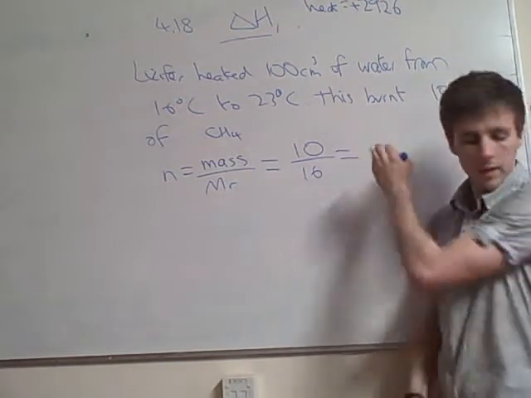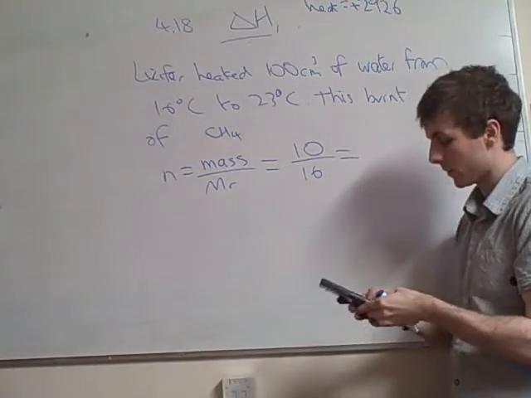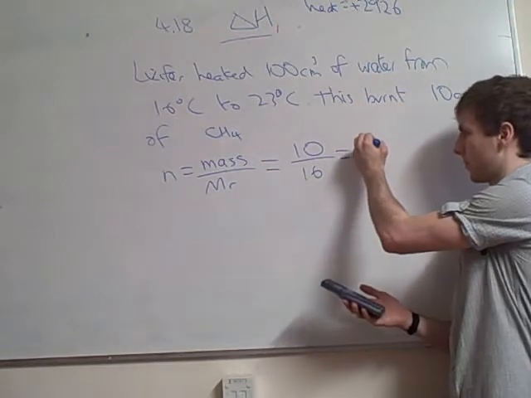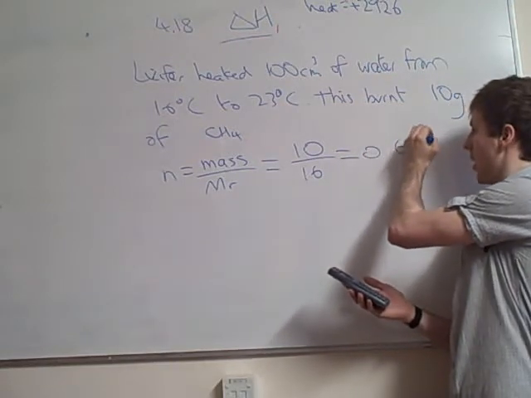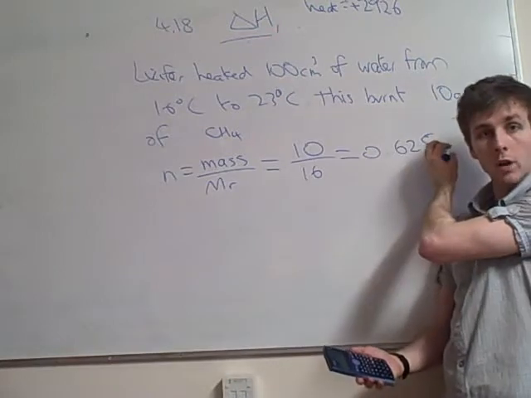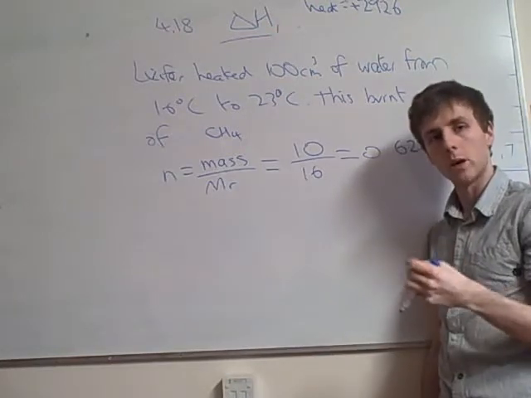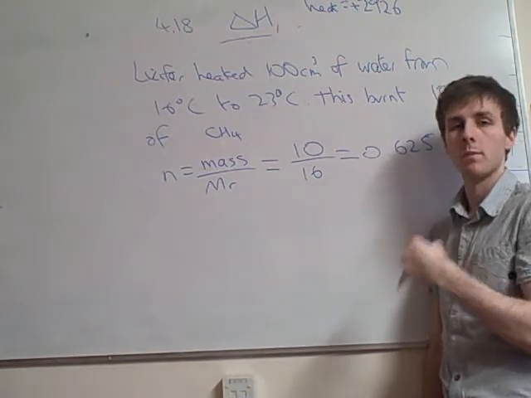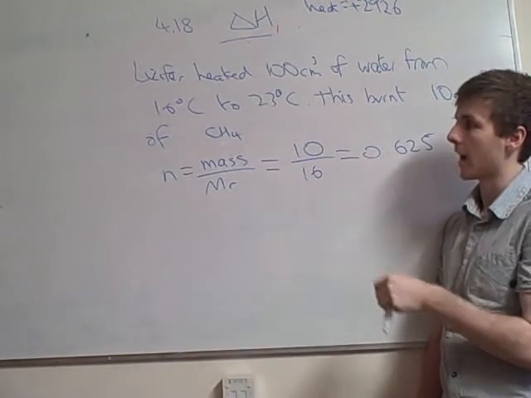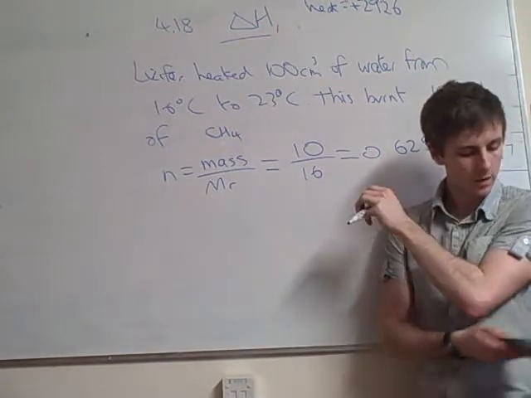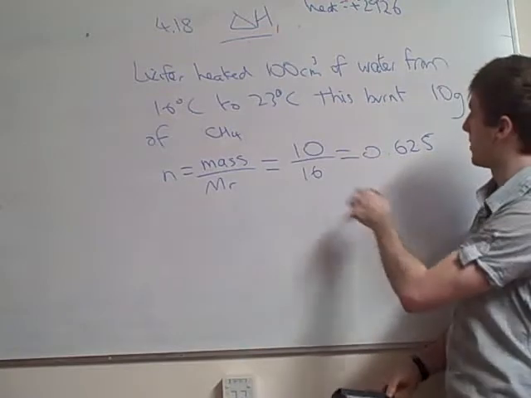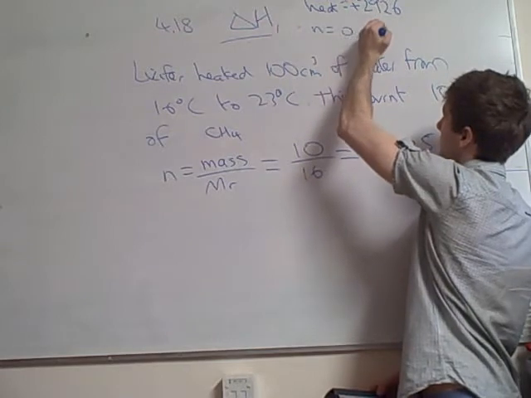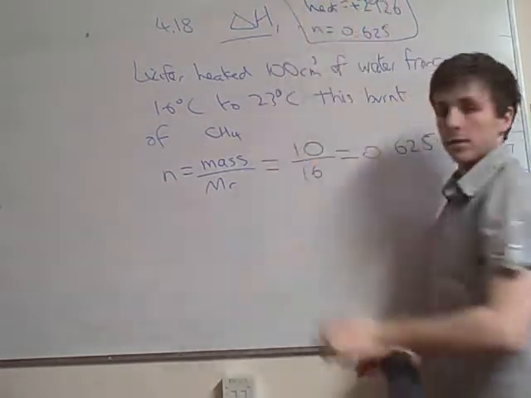Okay, so 10 divided by 16 equals 0.625. And remember, if that was a really, really long answer after the decimal point, don't round it till the very, very end of your answer, okay? And when you do round, you round to as many significant figures as the least accurate number in the question, okay? So, I've got my moles equals 0.625, I'm just going to write this up here too, because I need the space. That's the data I've got.